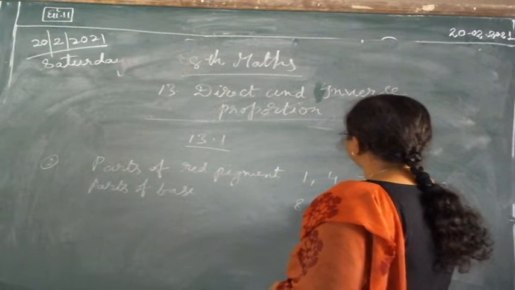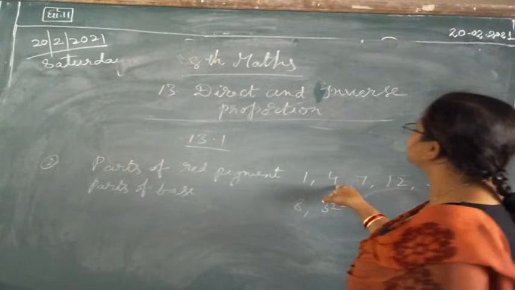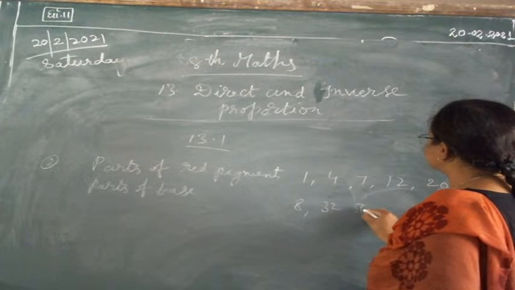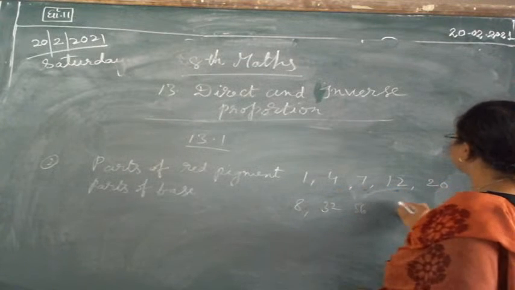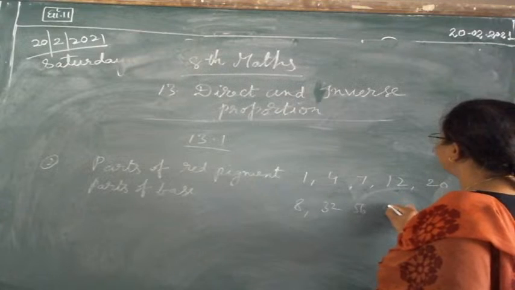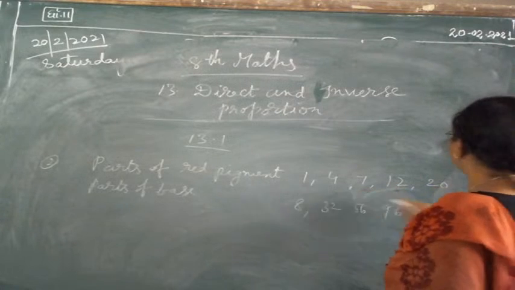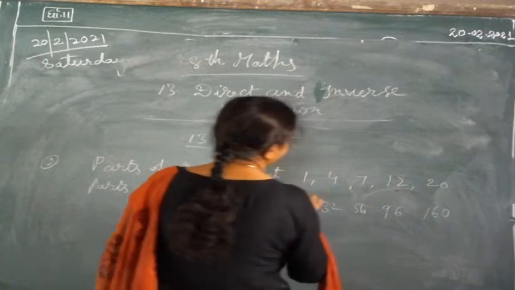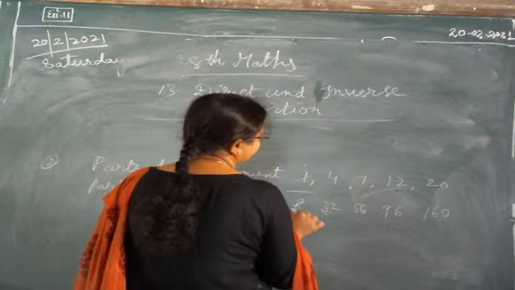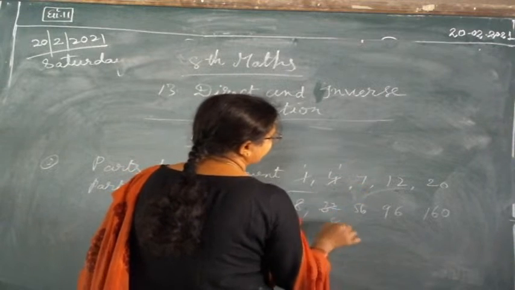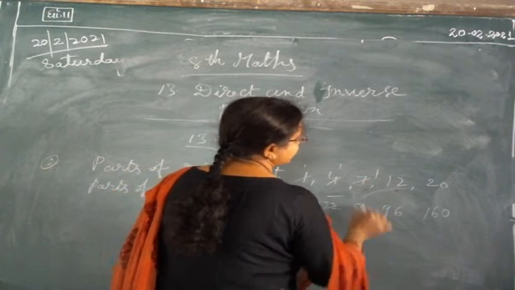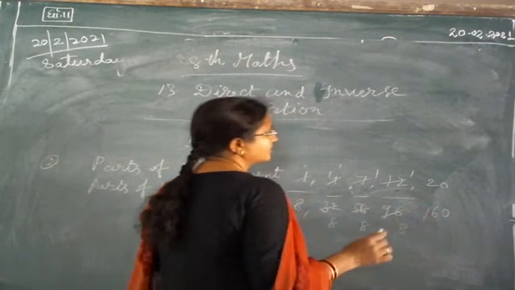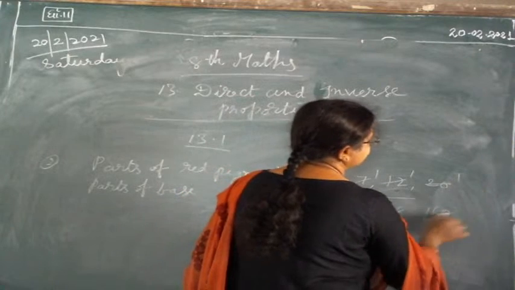4 times 8 is 32. In 4, how many ones are there? 4 ones are there. For 7, 7 times 8 is 56. For 12, 12 times 8 is 96, and for 20, 20 times 8 is 160. It should be there, so 1 by 8, 1 times 1, 8; 4 times 1 is 4, 4 times 8; 7 times 1 is 7, 7 times 8; 12 times 1, 12 times 8; 20 times 1, 20 times 8.